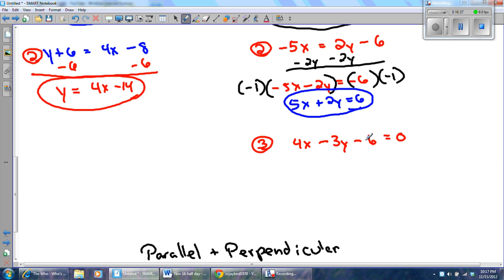Problem 3, the 6 is messing things up. I'll add 6 to both sides. And that'll give me 4x minus 3y equals 6. And I'm in standard form.